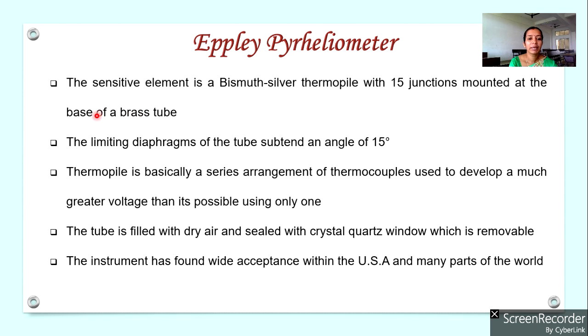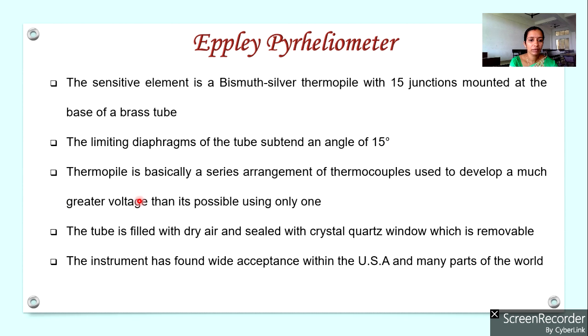And it is placed in a brass tube. So the limiting diaphragm of the tube subtends an angle of 15 degrees. Here also the tube will be having diaphragms, and those diaphragms make the acceptance angle of the tube 15 degrees. Radiation enters here at a larger angle than in the Abbot silver disc pyrheliometer. Its acceptance angle is about 15 degrees.